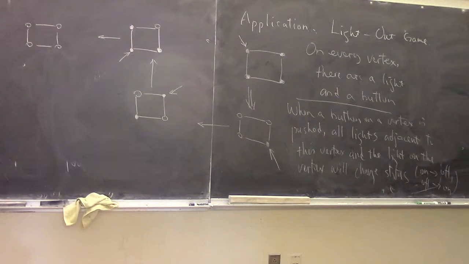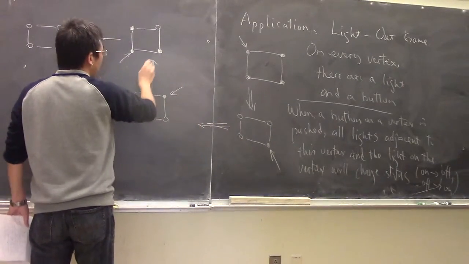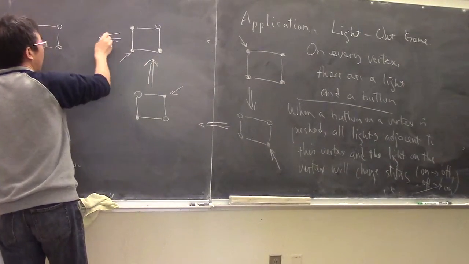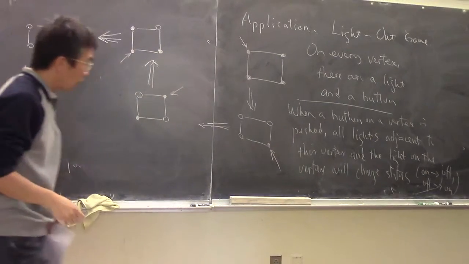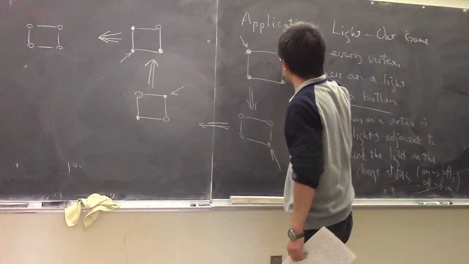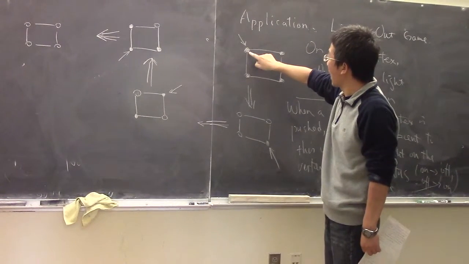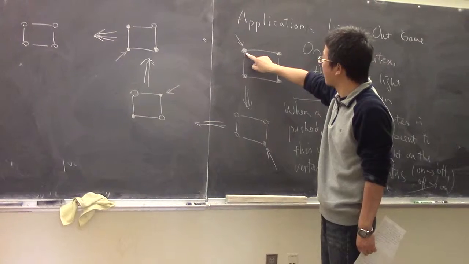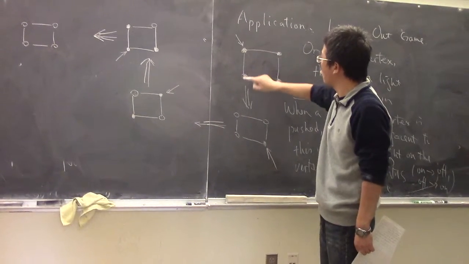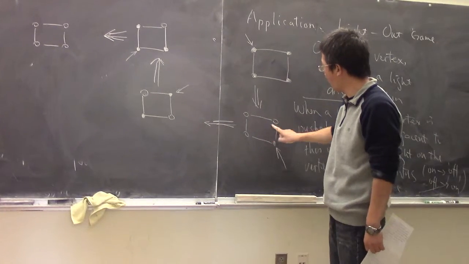Okay, so this is again what we are talking about. Originally all our lights are on, right? Now if I push a button, the light on itself will change status, and all of the adjacent ones will also change status. If I push this button, this will be off, off, off, on, right?